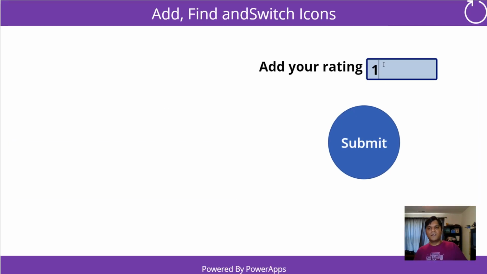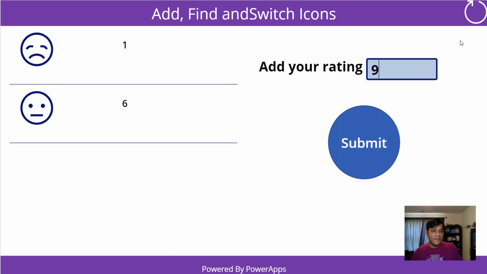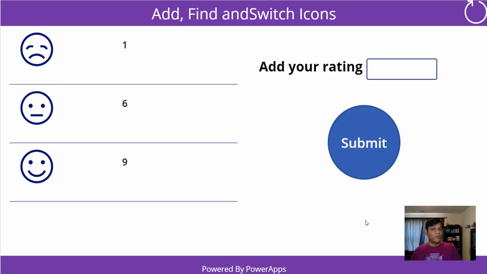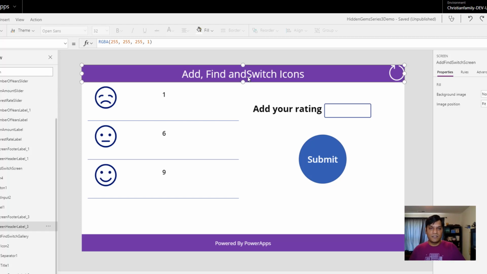So let's just do a good test. First one, rating is 1, we're going to get a sad emoji. Let me do a 6, we're going to get a medium emoji. If I go to a 9, we're going to get a happy emoji. So it's working. This is beautiful because now the icons are changing dynamically. Remember, only one icon, and I'm able to change the icon's type thanks to the ability for me to add it, find it, and switch the icons.